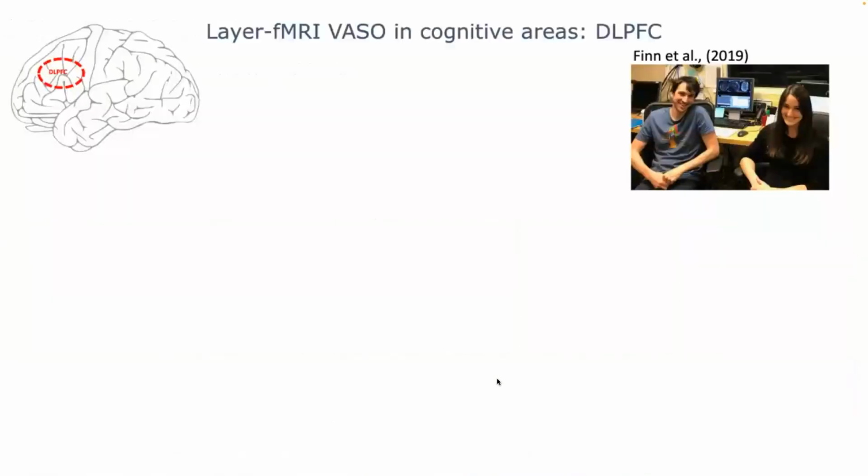With all these tools being more and more established, it didn't take very long until layer fMRI was also applied more in the cognitive domains, not only looking at primary motor and primary sensory areas, but also in these associative areas. For example, DLPFC, which is a study by Emily Finn. It was one of the first ones looking outside the primary areas.